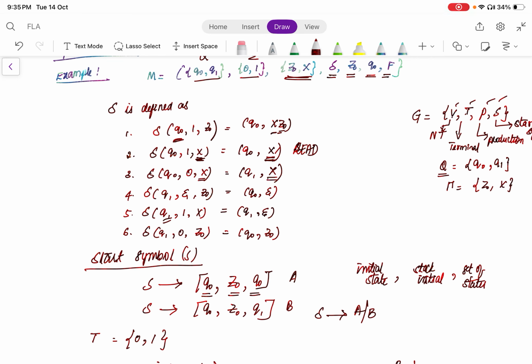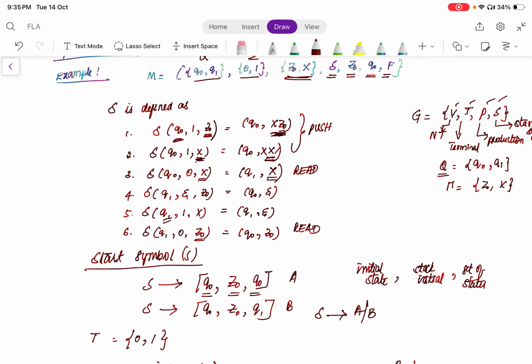Then this is also a read operation. Sorry, I have written the question wrong. Here you have another X, so this is not a read operation. Only these two are read operations. If the stack status before adding the input and after adding the input are different, then that is a push operation.